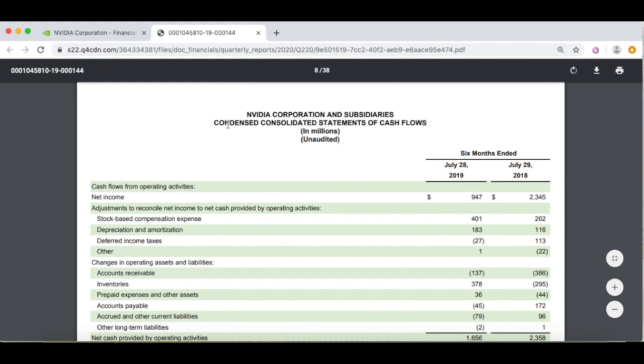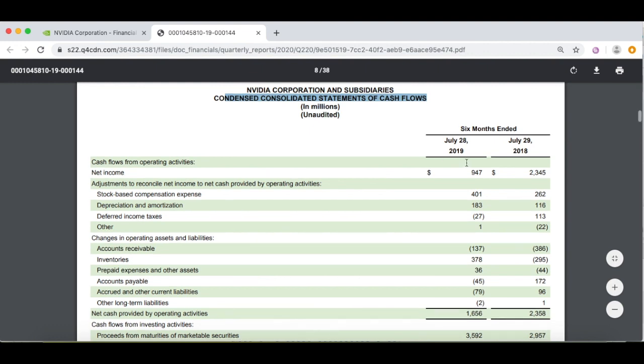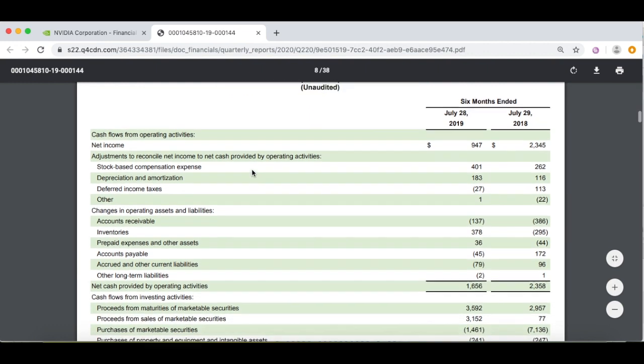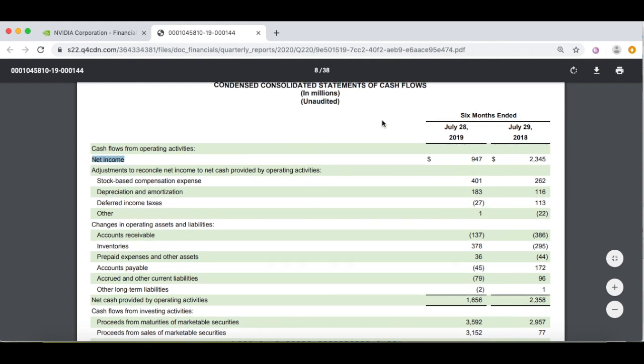We've got a condensed statement of cash flow. As Kevin O'Leary says, this is how cash flows through the business. The cash flow statement always starts off with a net income number. We got the net income number all the way on the first page of this document. So here's our net income. Again, we look at the terms for 6 months ended. We were at 2.3 billion last year. Now we're down under $1 billion.